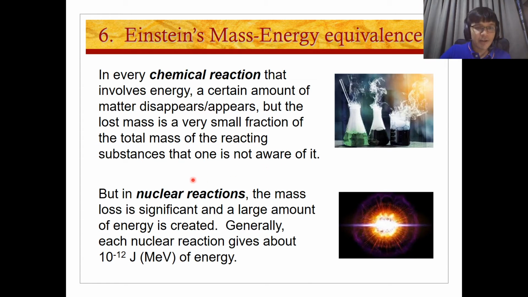In nuclear reactions, however, the mass loss can be pretty significant and a large amount of energy is created. This is the basis of how nuclear reactions produce energy. In general, nuclear reactions give energy in the range of mega electron volts, whereas chemistry reactions are in the order of magnitude of eVs.